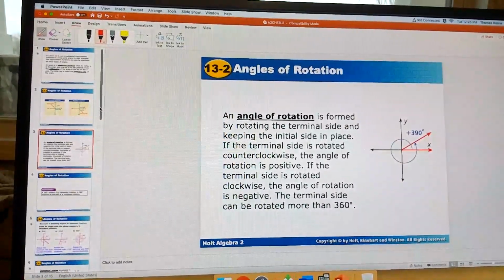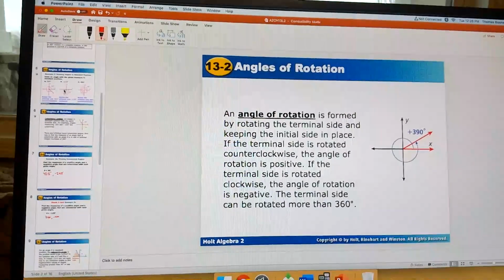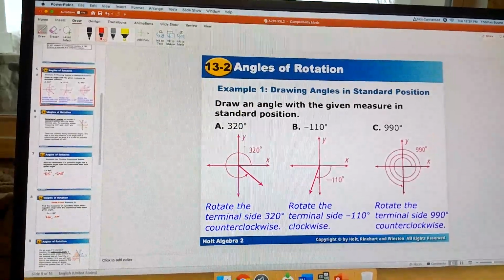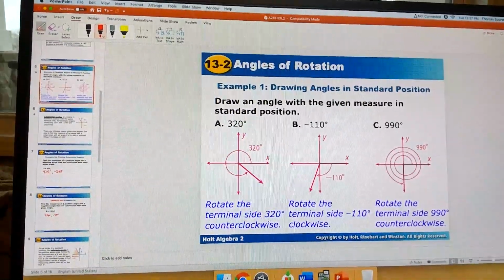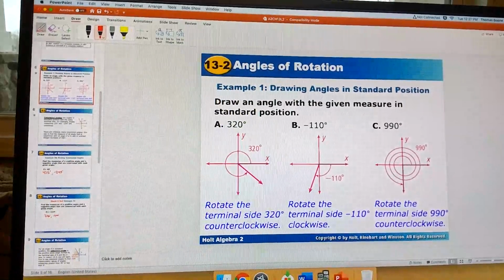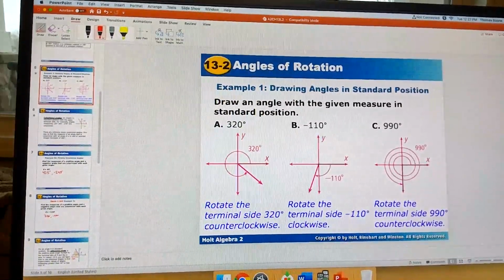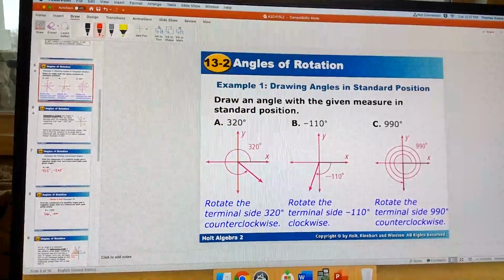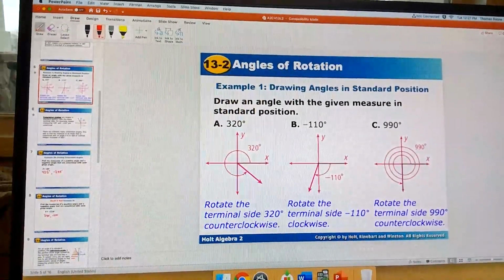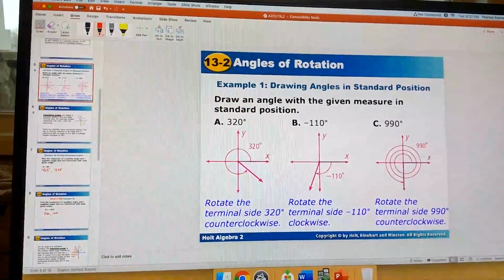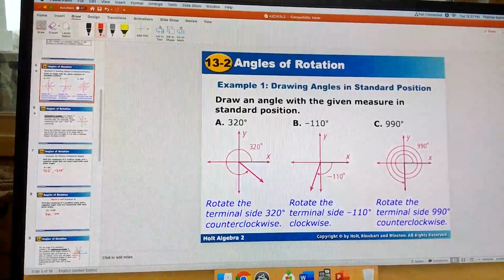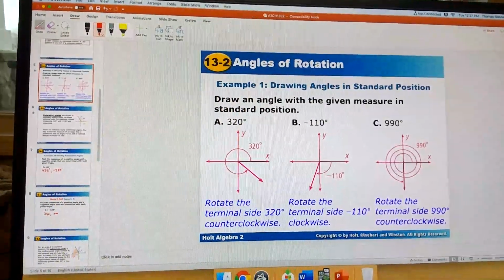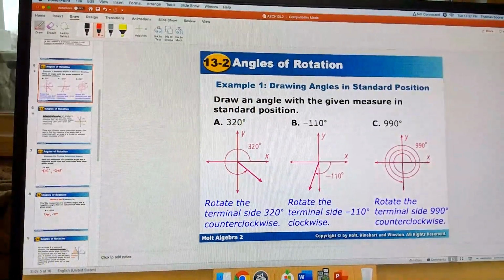So what we want to be able to do is draw these appropriately. Now again, here are some examples. For a 320 degree angle, we'd start here, there's 270, we'd go another 50, so we'd be about right there. And again, we always want to show which way we're going so we know it's a positive 320, whereas this one's a negative 110. Well, here would be 90, go an extra 20 degrees, there we are, there's our terminal side right there.